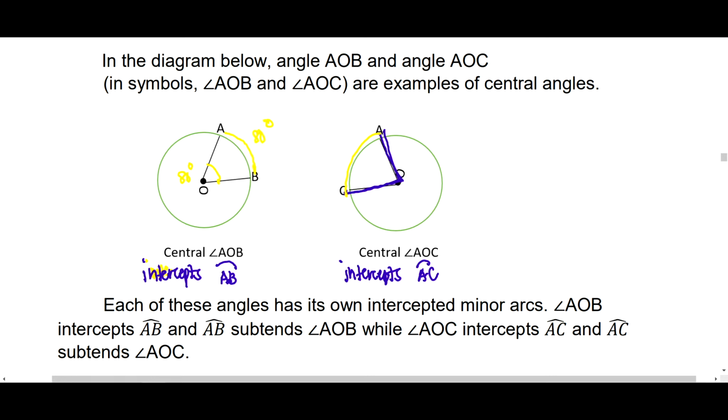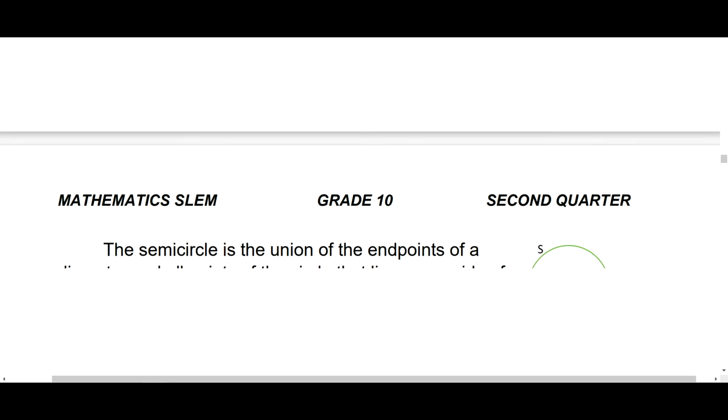Sorry. If this is angle AOC, central angle AOC is equal to 75 degrees, yung intercepted arc niyang CAC is also 75 degrees. Take note na dapat central angle yun. Next.